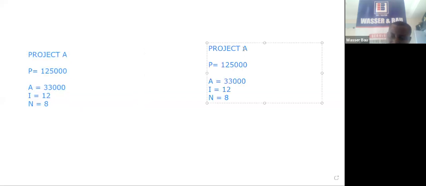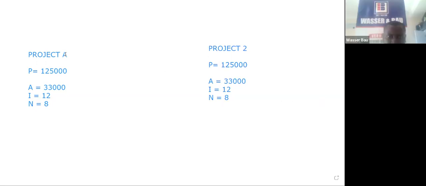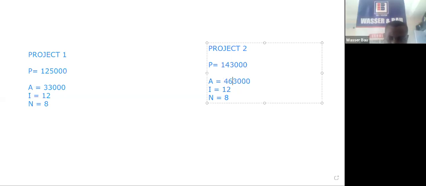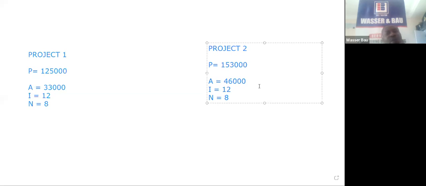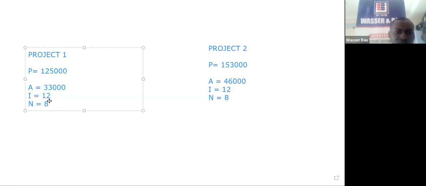So project B or project 2. Some people are already saying 1 and 2, so let me name them Project 1 and Project 2. Project 2 is how much? You have 153,000. Savings? Is it 153 or 143? Okay. Savings? 46. Okay. So now the question becomes, what are we looking for?